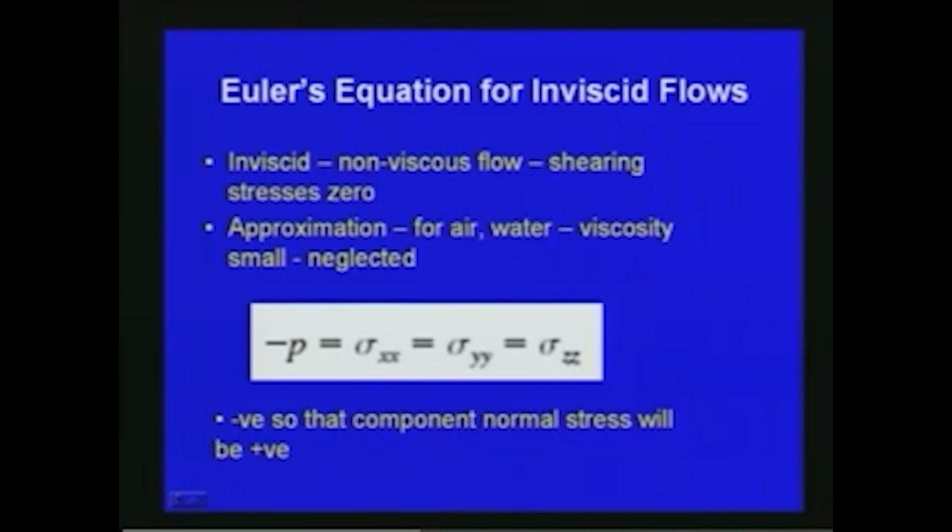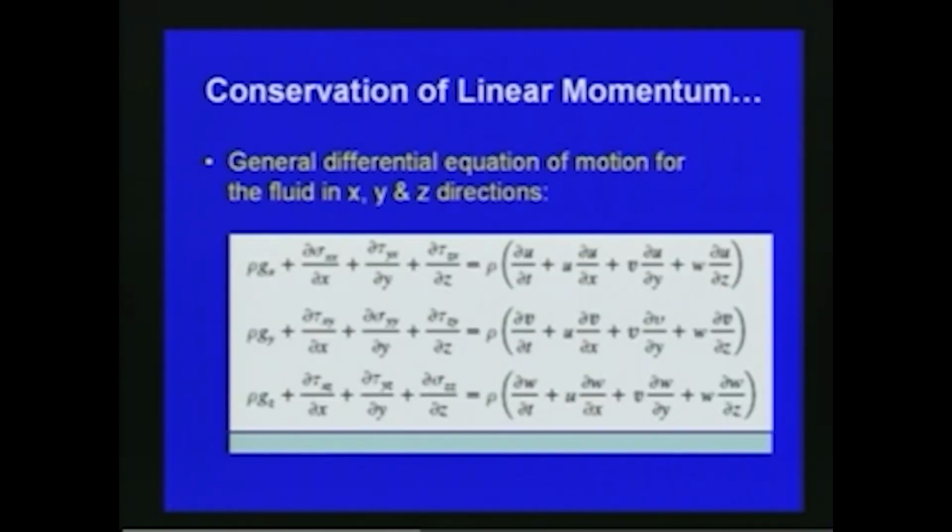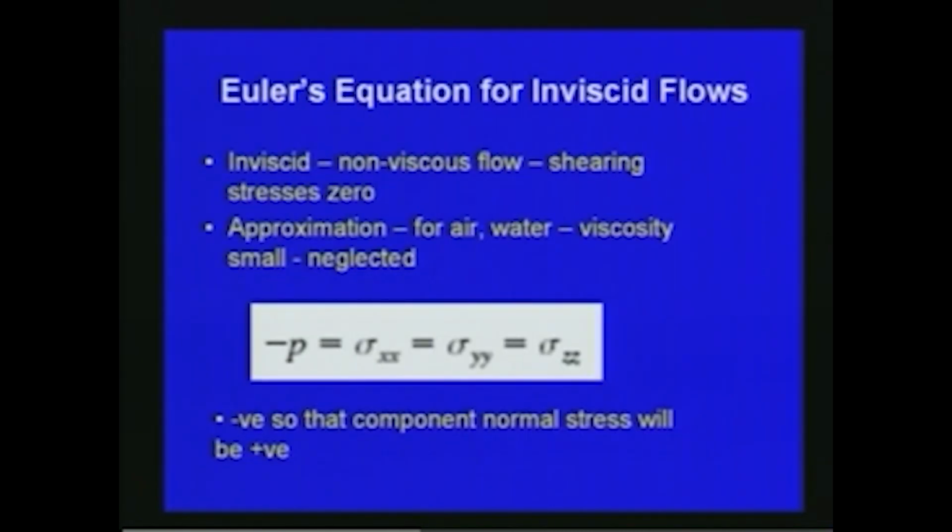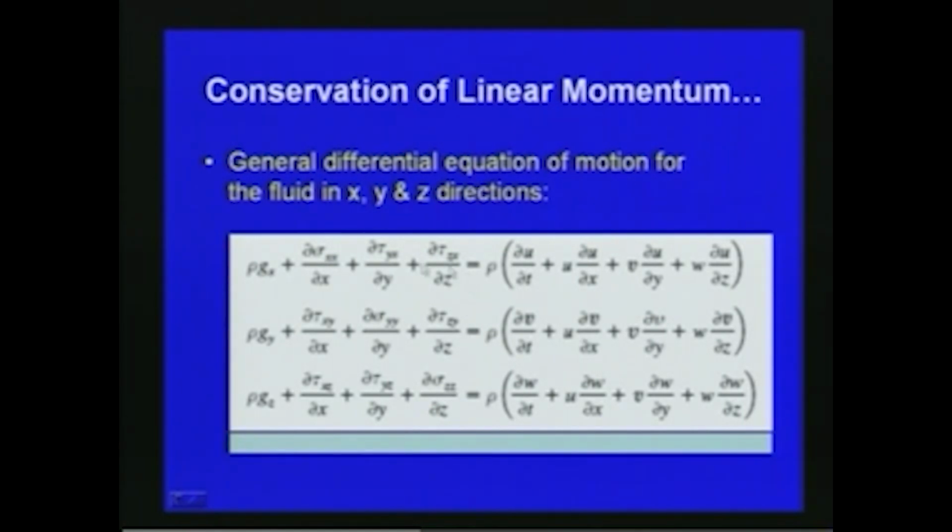The first case which we will be considering here is the case of inviscid flow. The basic equation is Euler's equation. Here we will derive Euler's equation for inviscid flow based upon the general differential equation of motion. Euler's equation is valid for inviscid or non-viscous flow, that means shearing stresses are 0. We have already seen the general equation here, where the shearing components are there.